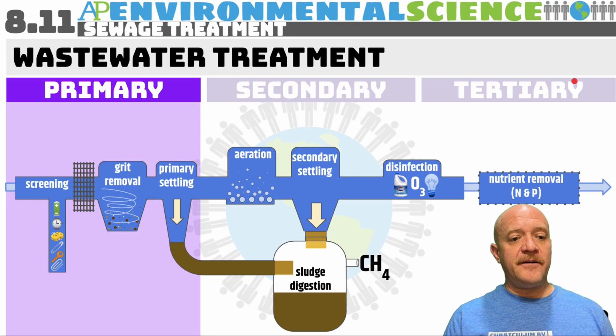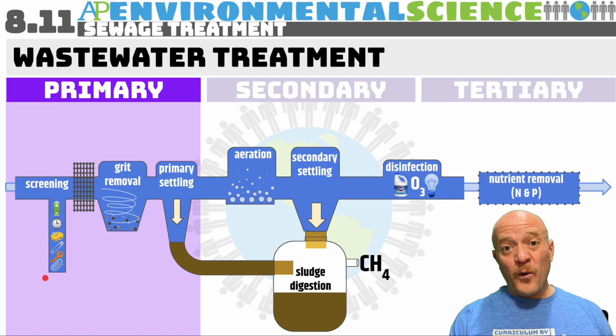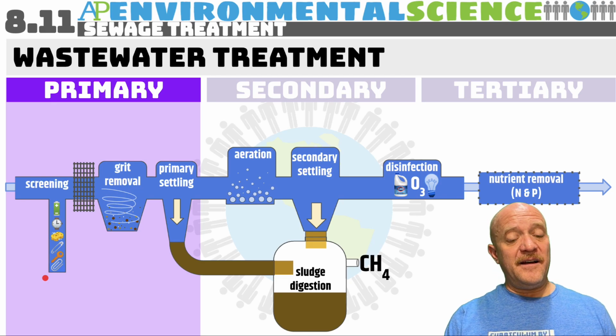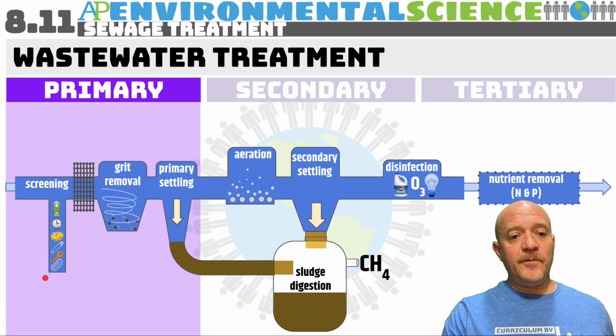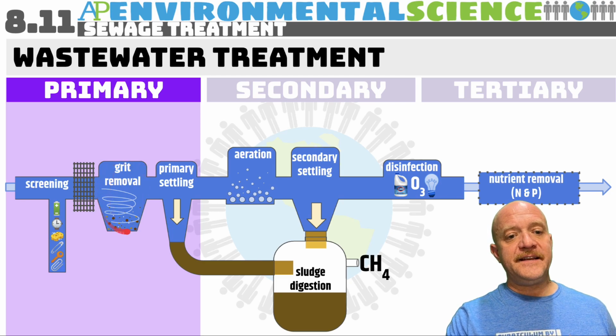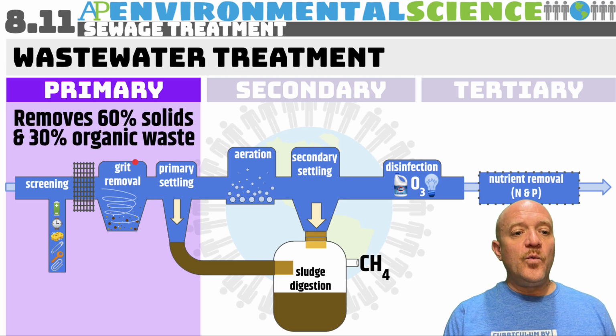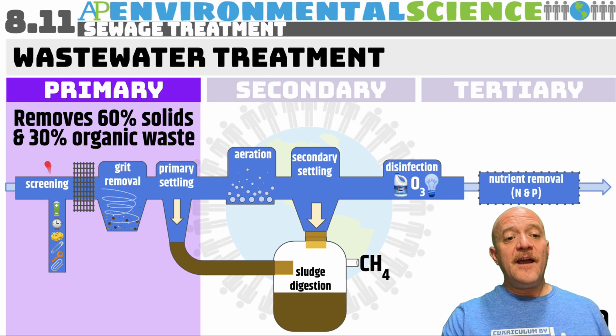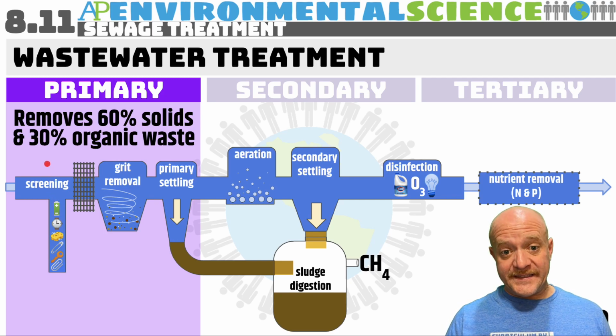So we first have the screening, where we will take out large items. These are things like batteries, large food items, little toys that kids might flush down the toilet, tampons, condoms. There's a lot of different things that come out in the screening process. And then we have grit removal, where we allow things to start to settle, and then primary settling. During this stage, we can remove 60% of solids, and most of that is through the screening process. We can also get rid of 30% of our organic waste.